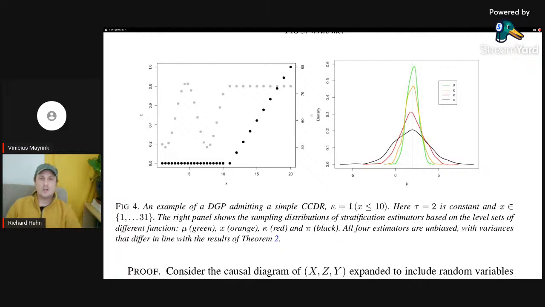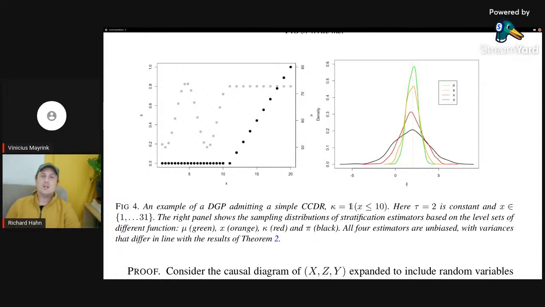But what the picture is showing is the sampling distribution for different control sets. So green is mu, orange is all of X. The red is the coarsest one that is adequate, which is just the two-level variable. And then pi is the propensity score. And what you basically see is that the mu one is actually the best because knowing the prognostic function helps reduce variance.